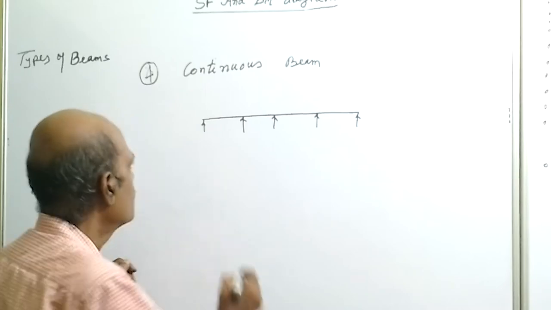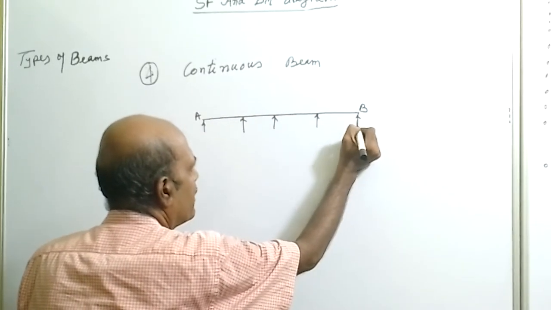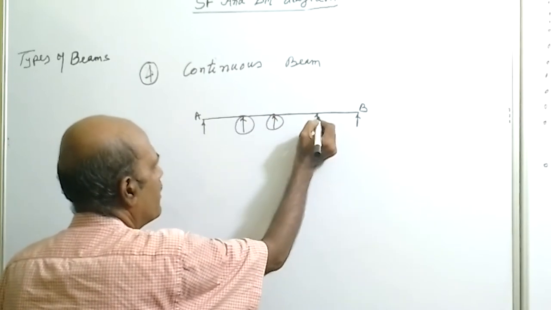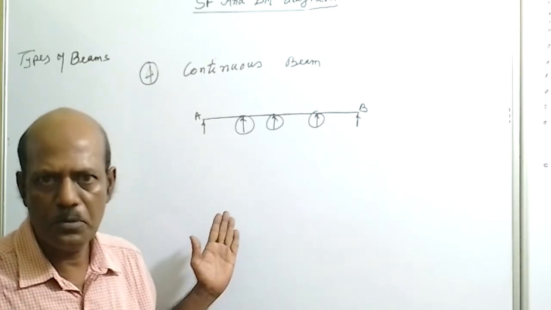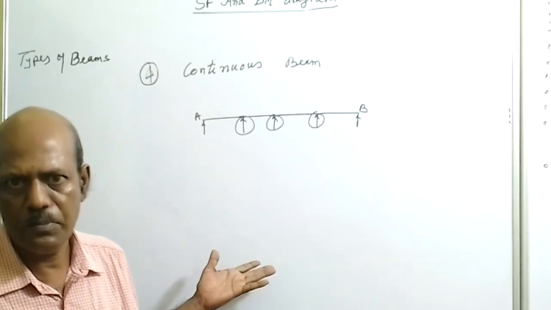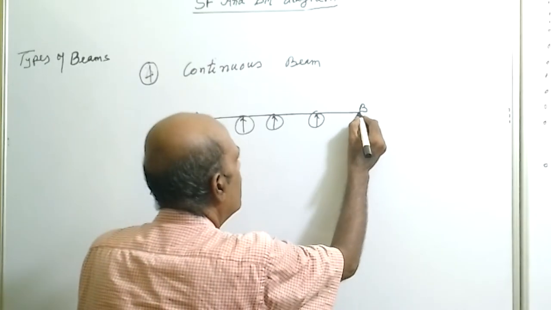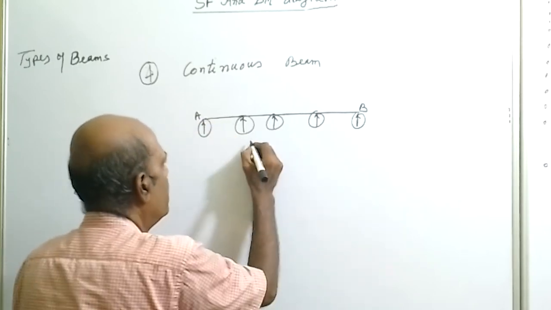So A, B, the beam. A and B are the main supports and the rest are the intermediate supports. If there are more than two supports, then the beam is called a continuous beam. The two end supports are called the main supports, and the others are called intermediate supports.